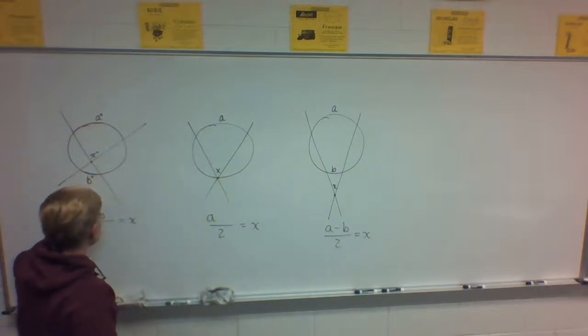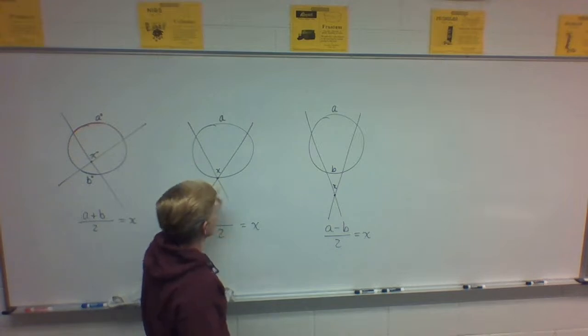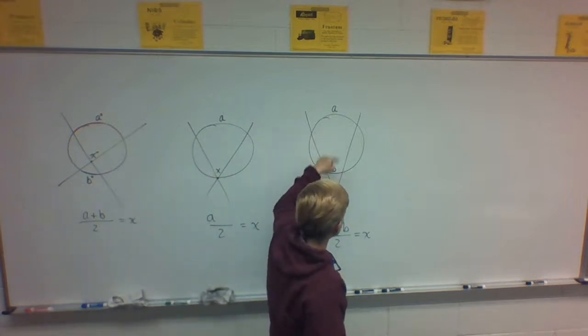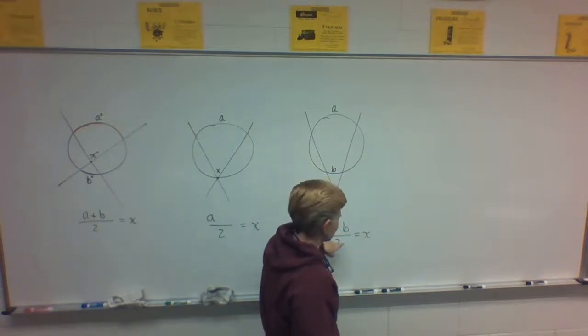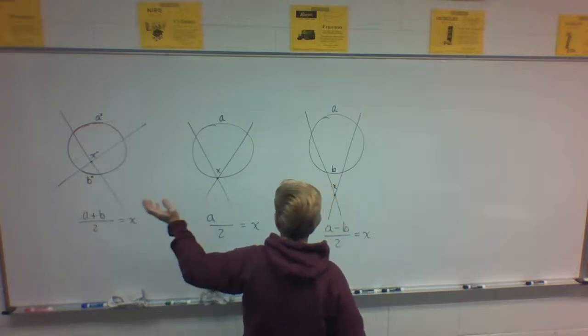If the cross point's inside, you add the two related arcs and divide by 2. If it's on it, you just divide by 2, because we learned that yesterday. If it's outside it, you subtract the two arcs, big minus little, divide by 2. They're all very similar to one another. Now that's what happens if you have two secants.